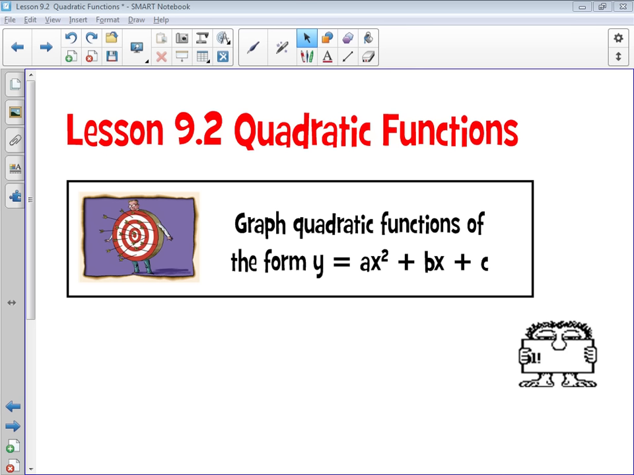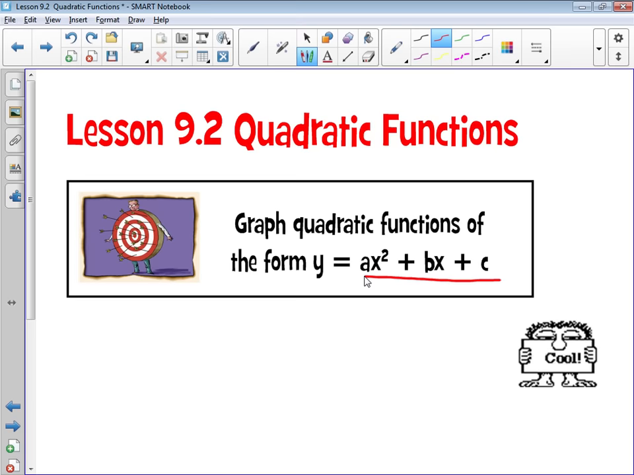Okay, lesson 9.2 is on quadratic functions. And this is kind of a continuation of lesson 9.1. You will be graphing quadratic functions. Only today you're going to look at quadratic functions of the form ax squared plus bx plus c. So what's different from lesson 9.1 is we're going to add in this middle term.